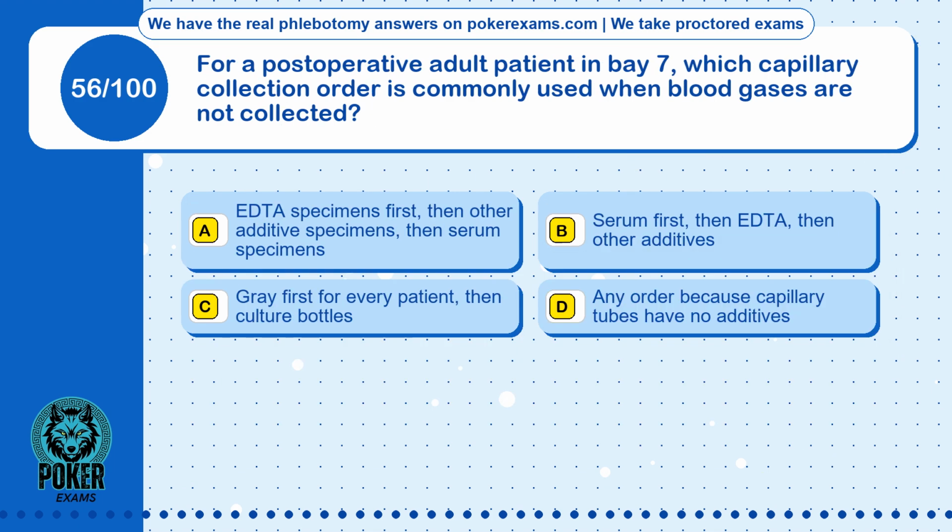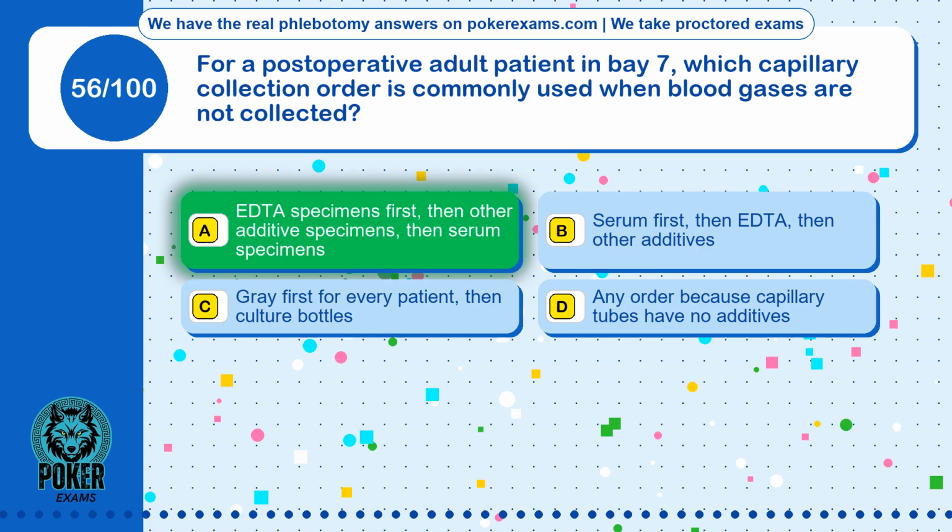Question 56. For a postoperative adult patient in Bay 7, which capillary collection order is commonly used when blood gases are not collected? Option A, EDTA specimens first, then other additive specimens, then serum specimens. Option B, serum first, then EDTA, then other additives. Option C, gray first for every patient, then culture bottles. Option D. Any order because capillary tubes have no additives.